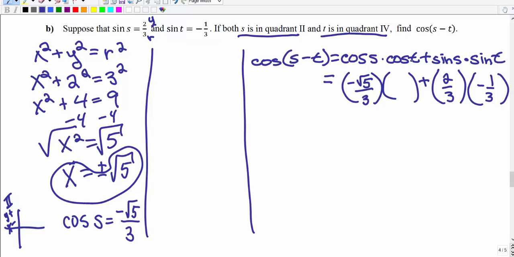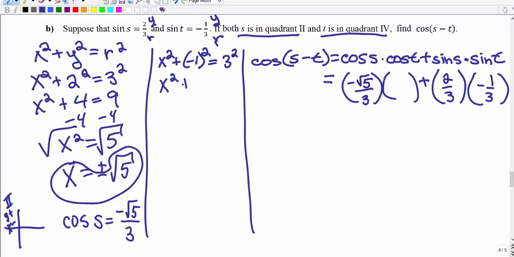The last piece of information that we need is about angle T. We need to know the cosine value of angle T. Here we are given that the sine value of angle T is negative 1 over 3. So y over r is our definition for sine. R is always positive, so the y value would be -1. So once again, we need to solve for the x value. So the y value is -1, so -1 squared plus x squared equals r squared, which we said was 3 squared.